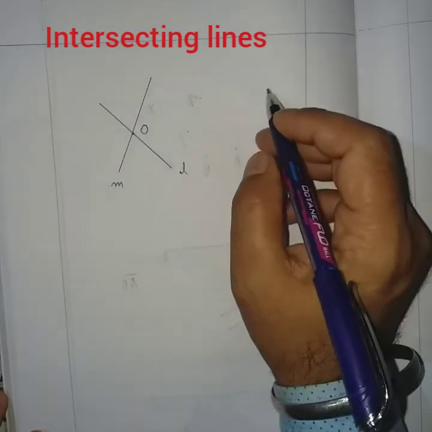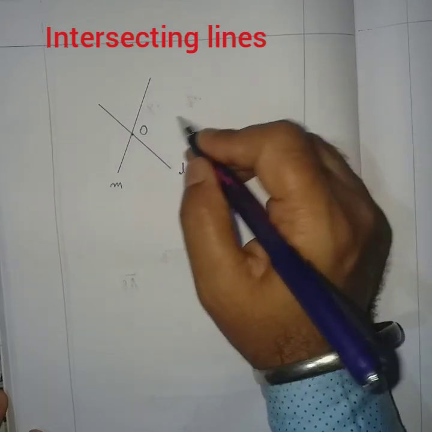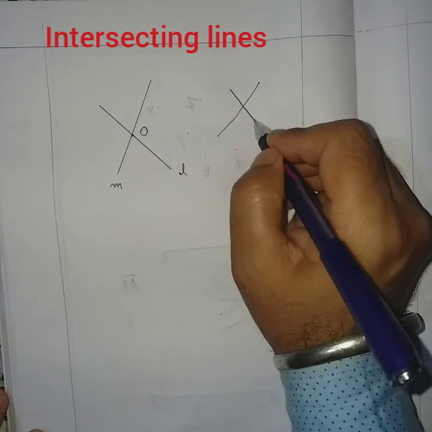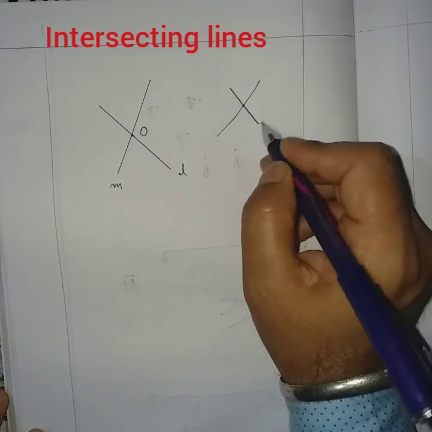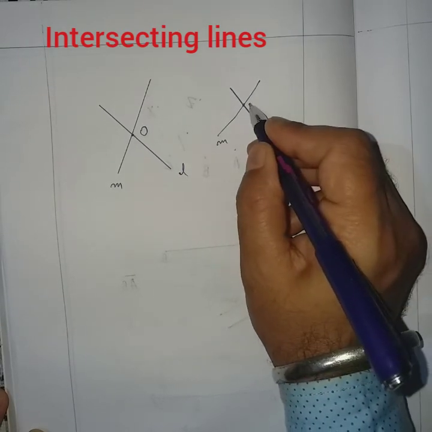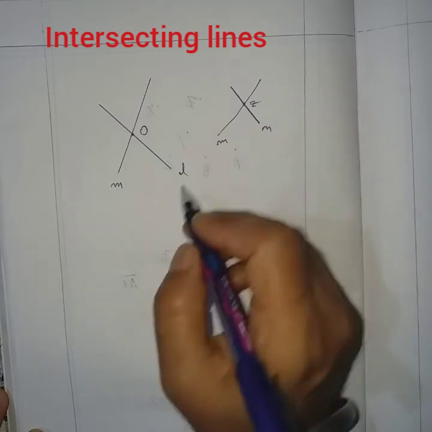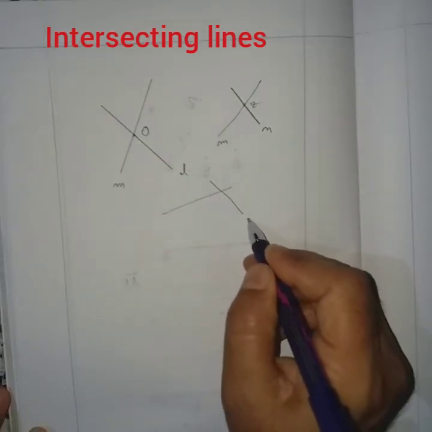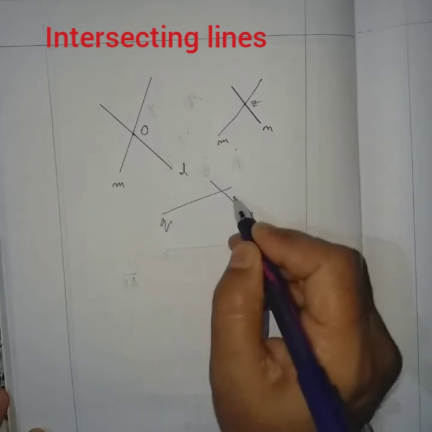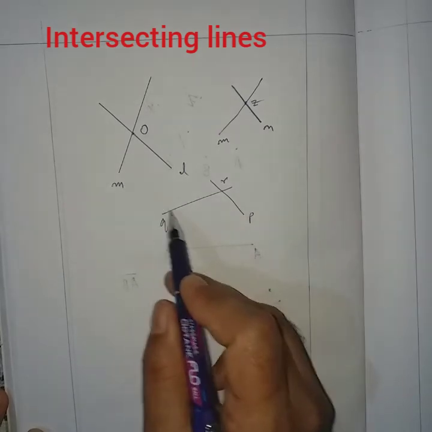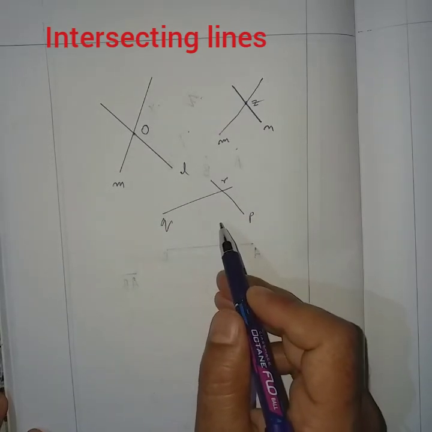There will be only one common point. Like here, one more I am making. Suppose this is N and this is M and this is Z. It can be like this also. These two lines are, suppose, P and Q and the common point is R. So these are intersecting lines.